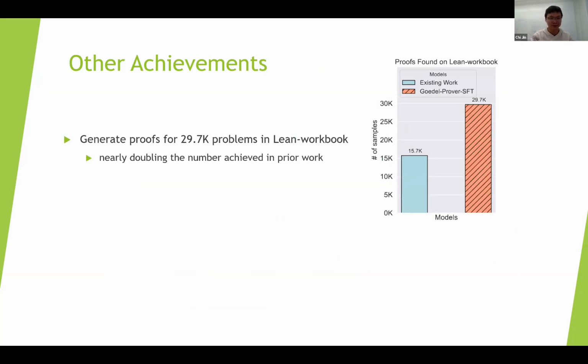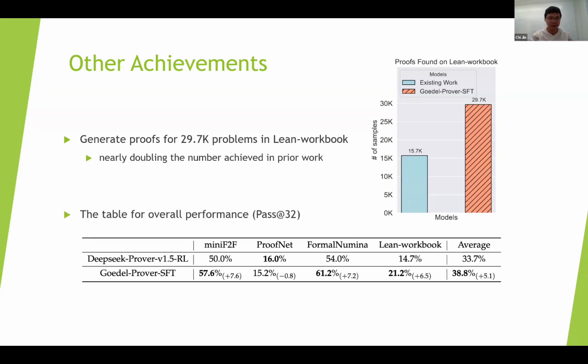Another achievement: Lean Workbook, which we previously mentioned, is a very big training dataset, but unfortunately only a very small fraction has proofs. They provide tons of problem statements, but only a small fraction of them has a proof. Previous models and existing works only found around 15K proofs for the entire Lean Workbook, whereas our model is able to find around 30K, almost double the number of proofs ever found in Lean Workbook.